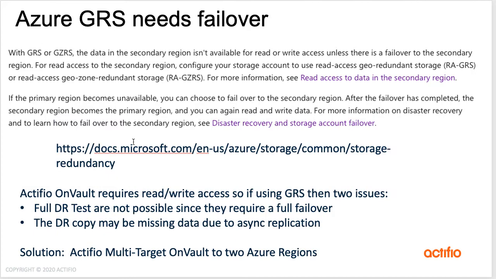If we're using Azure with GRS, we actually hit an even more interesting problem, which is this whole thing of how do I access that secondary copy? Remember when I talked about the Actifio OnVault, where I had Sydney and Singapore, I can access both the Sydney copy and the Singapore copy independently of each other.